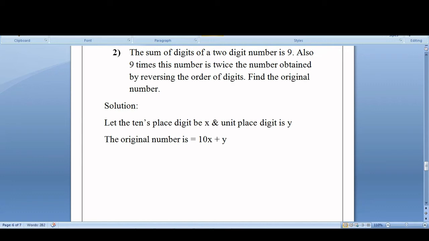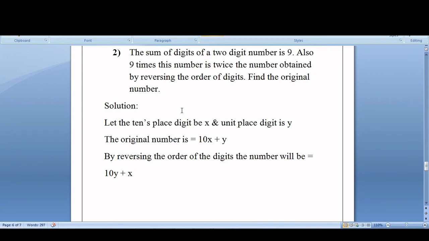Now it is saying that 9 times this number will be twice the number obtained by reversing the order. Reversing the order means the unit place digit will be in the tens place and the tens place digit will be in the unit place. So what will the number be? It will be 10y plus x. As I have mentioned already, the place values will be interchanged.